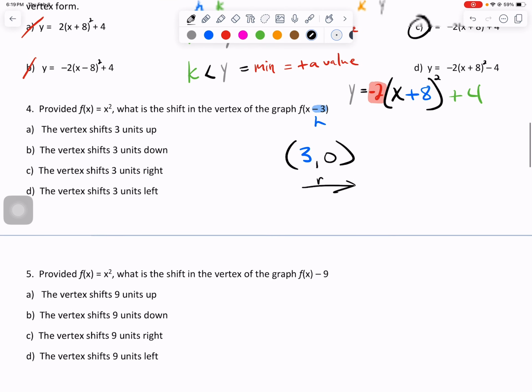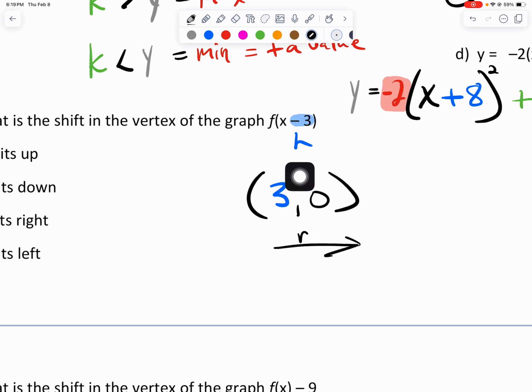So let's just take a look. The vertex shifts 3 units up. No, that would be on the outside represented with a K. The vertex shifts 3 units down, again, up and down. Vertical is your K value. C, the vertex shifts 3 units right. Done deal. Circle your answer. Move forward. As you can see, a lot of this, guys, is just simple identification, but always know to flip, okay?